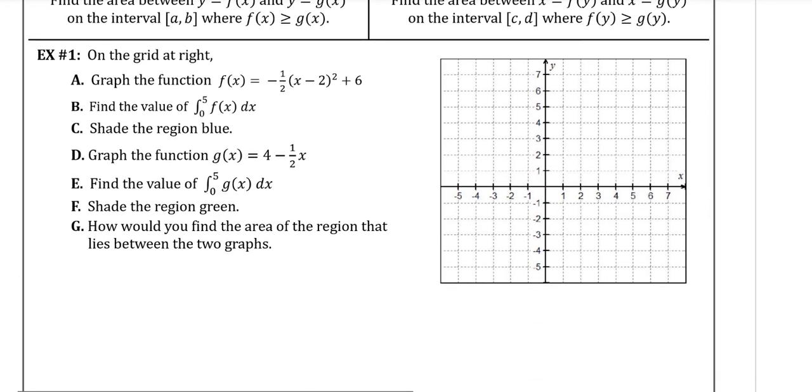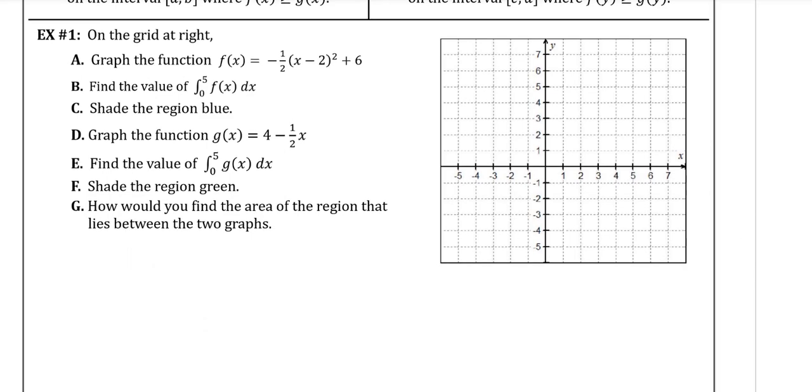Okay, so going through the first example, we're going to first graph our parabola. So what we have is a parabola that has a vertex at (2, 6), and it is vertically compressed by a factor of 1/2, and it's been reflected. So it's going to look like this. So just try to sketch this here. The next point will be here and here, like that.